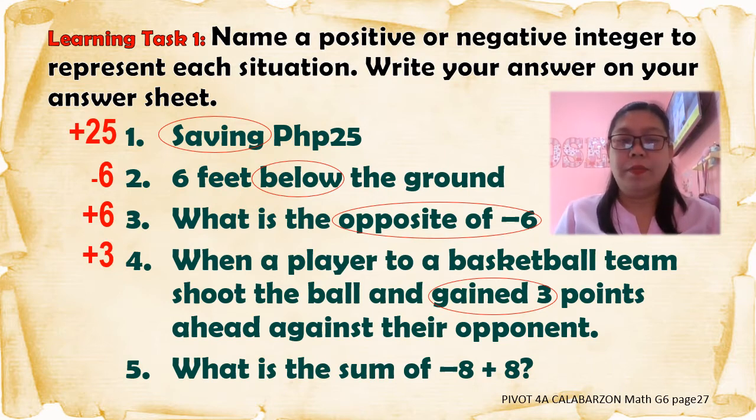Number 5, remember the additive inverse? Opposite numbers will give us the sum of 0. So the sum of negative 8 and positive 8 would be 0. Okay, congratulations.